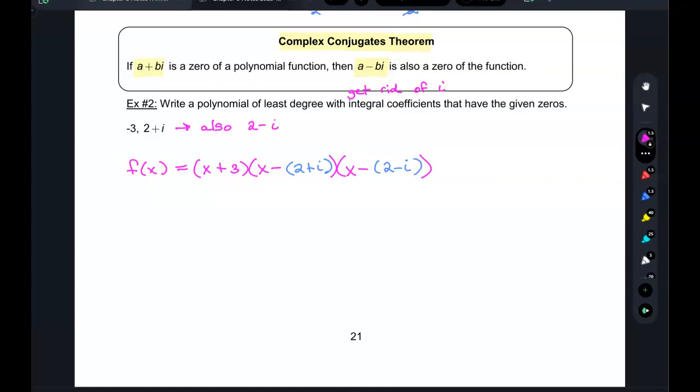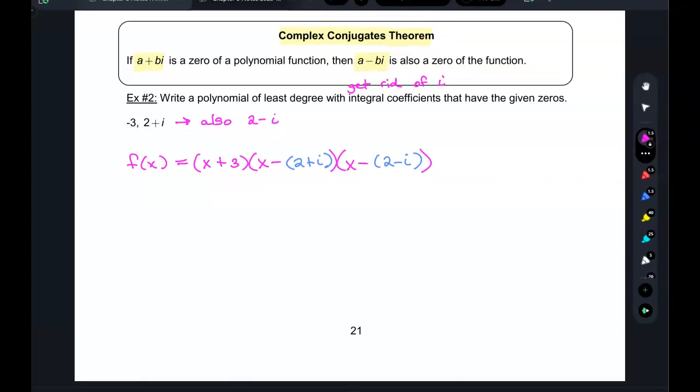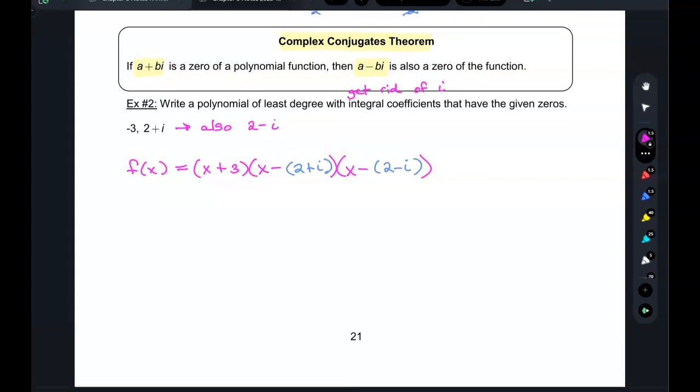What I want you to do... Oh, I think I got it, because technically this would be x minus -3, which makes it x plus 3. Right, so if this was a positive 3, x minus 3 would be the factor. So if you had something like 2i, you would just do x minus 2i and x plus 2i.